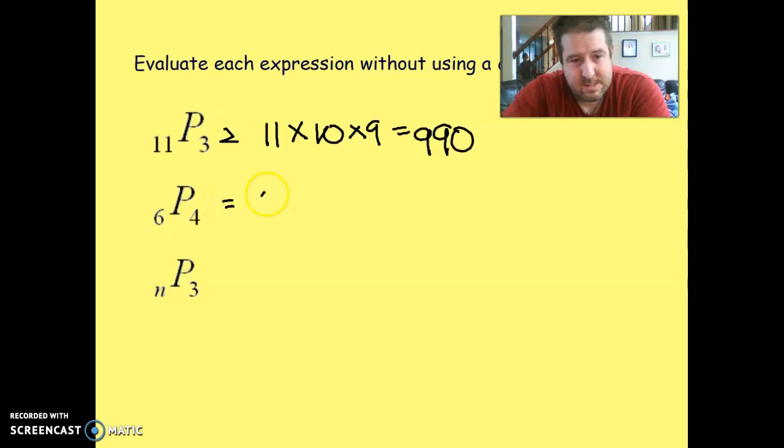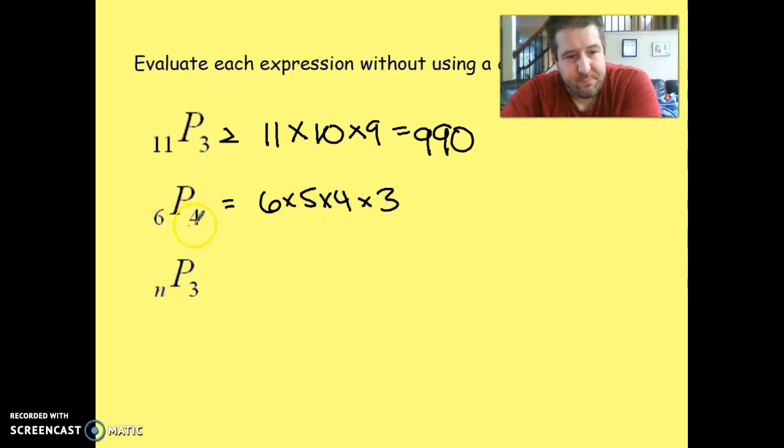6P4, so that's going to be 6 times 5 times 4 times 3. That's the 4 highest numbers in 6 possible outcomes. 6 times 5 is 30, times 4 is 120, times 3 is 360.